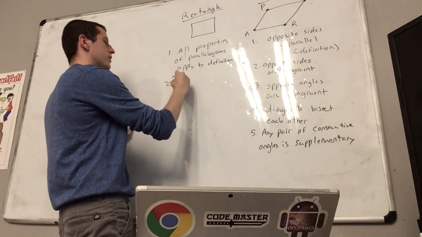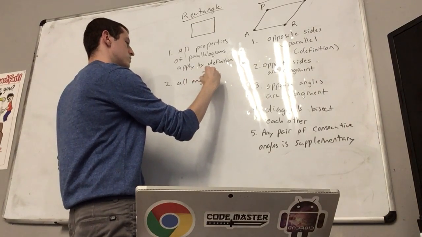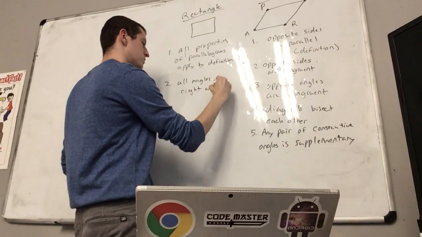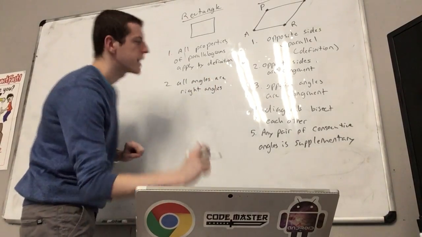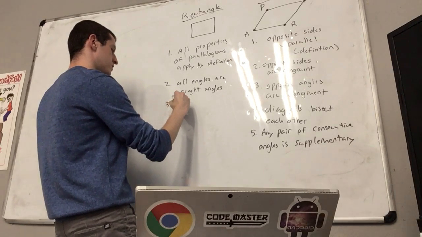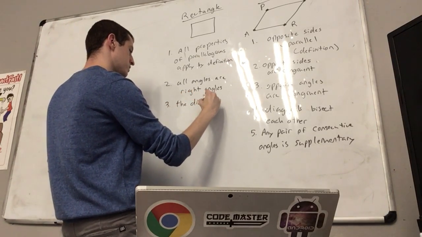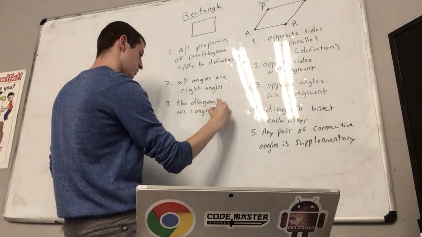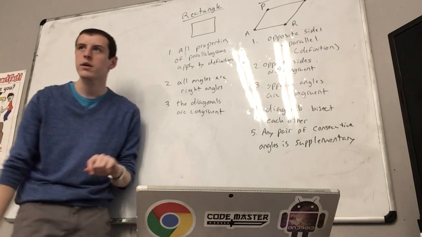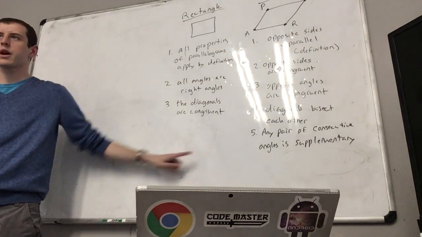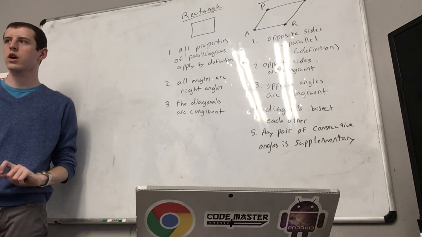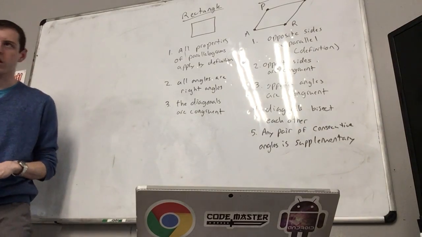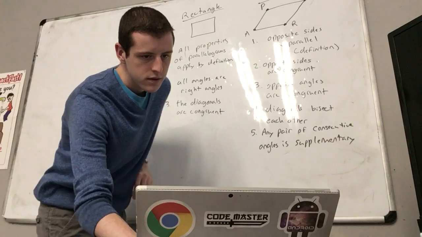Then, all angles are right angles. And the diagonals are congruent, which we just proved. Okay. Any questions about parallelograms, rectangles so far? You good? These are just kind of good to knows for the homework and for future problems.